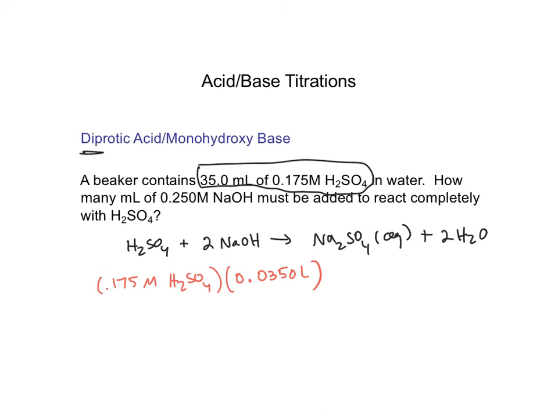So this is going to be, because the unit for molarity here is in fact mole per liter, you can see that the liters are going to cancel. So if we stop here, we have moles of sulfuric acid. The next step is to use a 2-to-1 ratio. 2 moles of sodium hydroxide are needed to neutralize 1 mole of H2SO4.